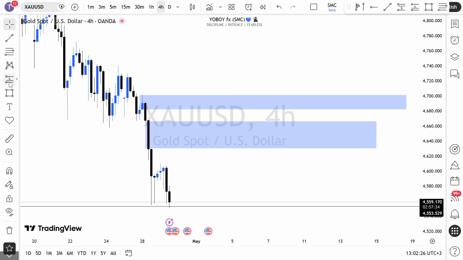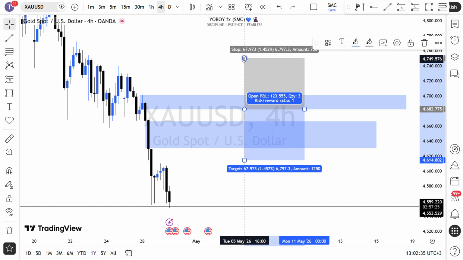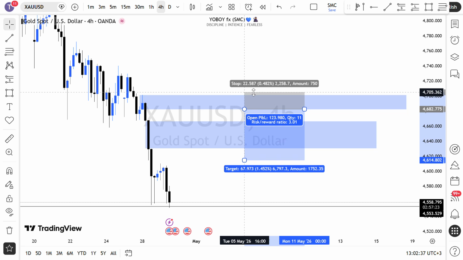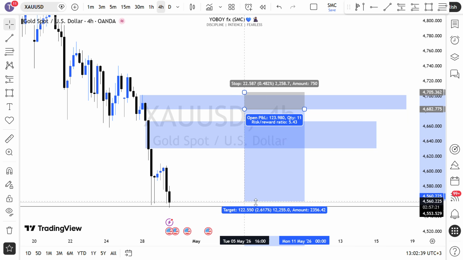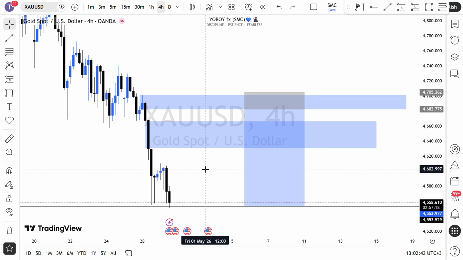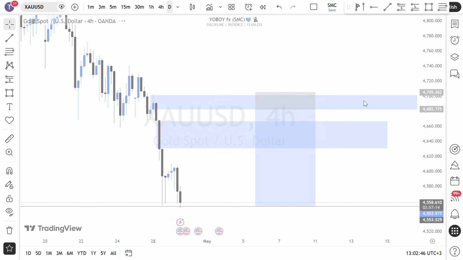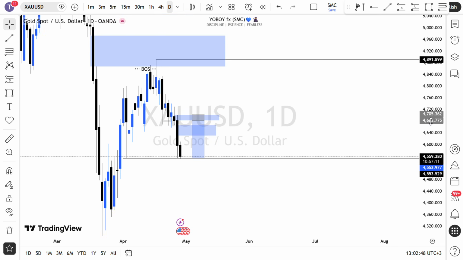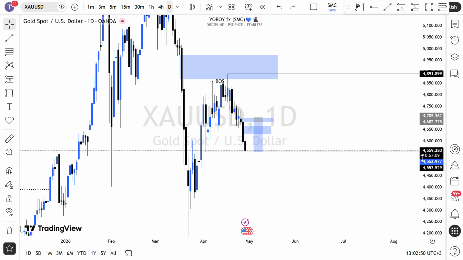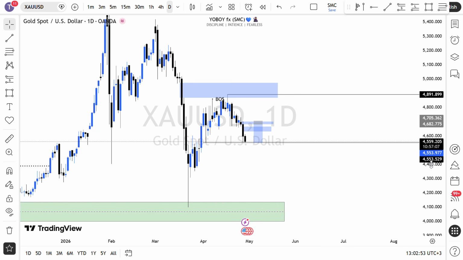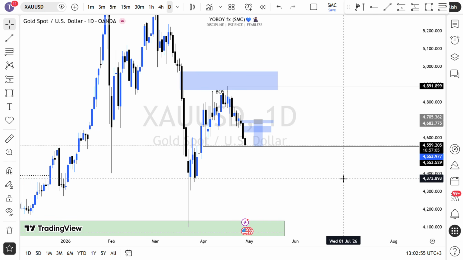Let me know what you think in the comment section. I'll be expecting gold to come either into this fair value gap or into this 4-hour order block, and then we look to trade from that area. We look to take our sells from that point, then we have a target to the downside. So on gold, that is my view. We are currently looking for selling opportunities, and I think price is going to give us those selling opportunities to the downside. So that is my view on gold, guys.